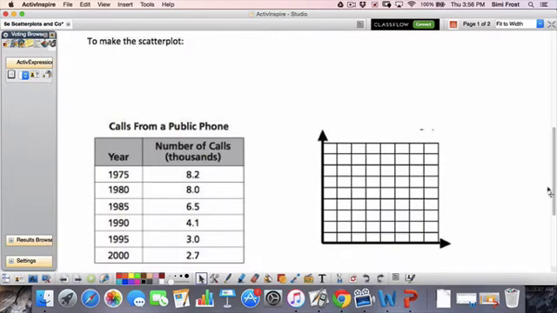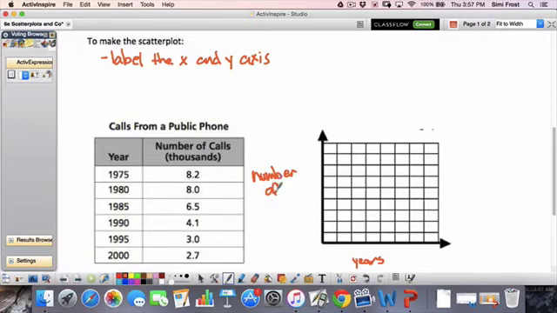So to make the scatter plot, we're going to label the X and Y axes. We want to make sure that we know what these represent. So on this one, we're going to go ahead and label the X axis as years and the Y axis as number of calls. And you see that these are 8.2. Well, it wasn't just 8.2 calls in the year. This is in thousands. So we'll put that on here too, and it says it right there.